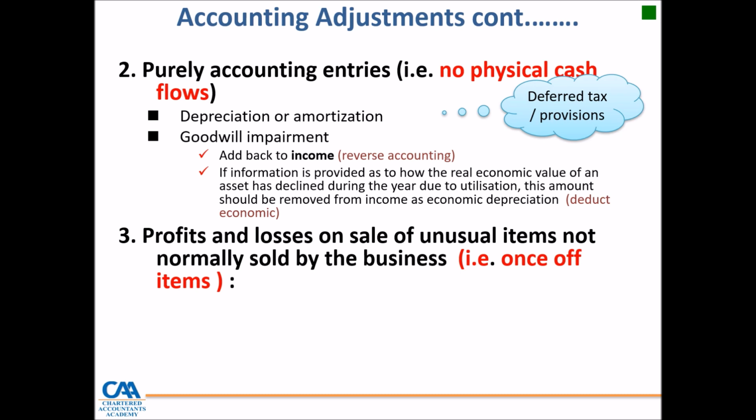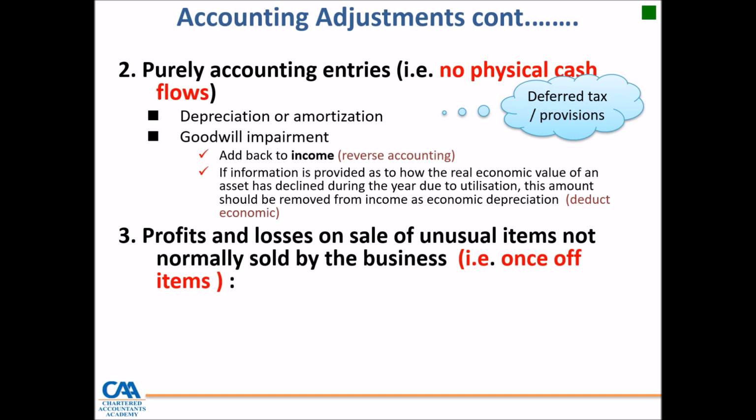And if information is provided as to how the real economic value of an asset has declined during the year due to utilization, this amount should be removed from income as economic depreciation. So we need to deduct this economic depreciation. As highlighted earlier, we need to adjust for accounting cash flows and rather reflect economic usage. So if information on the economic usage has been provided, we deduct the economic depreciation from income.